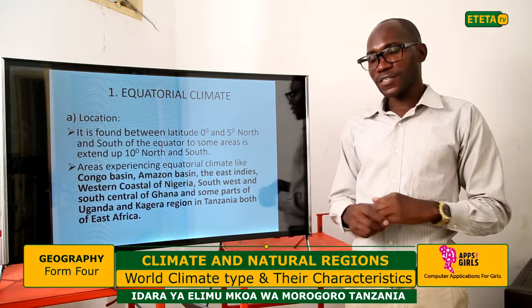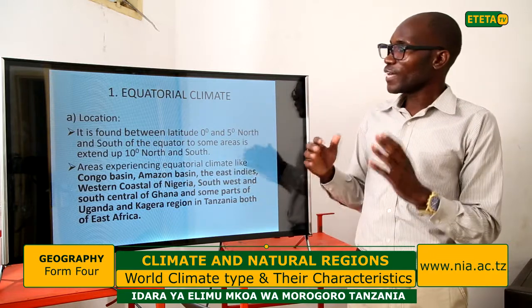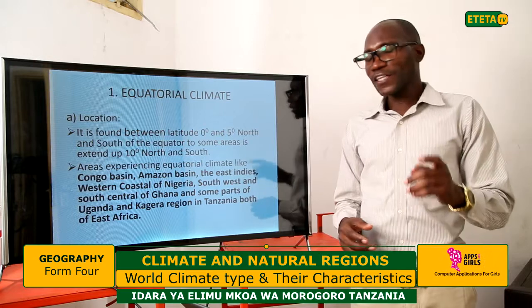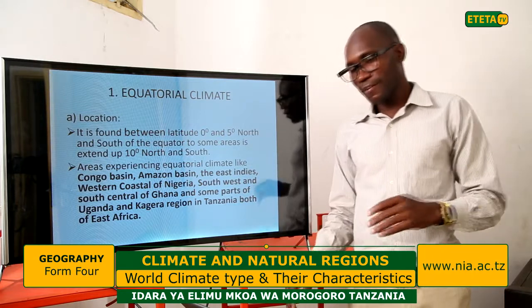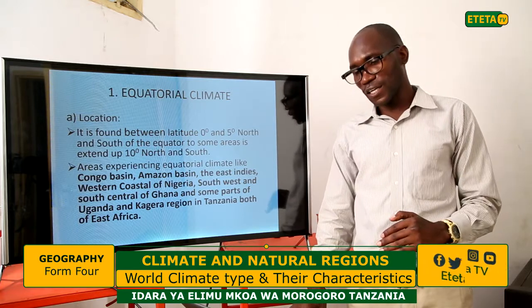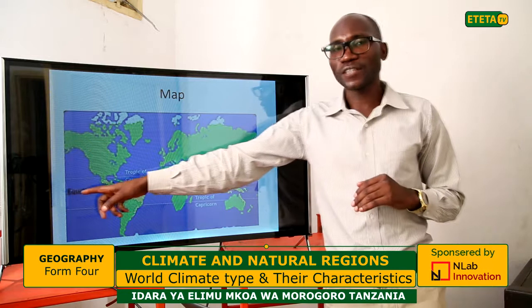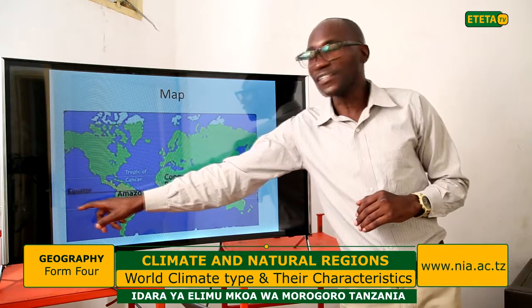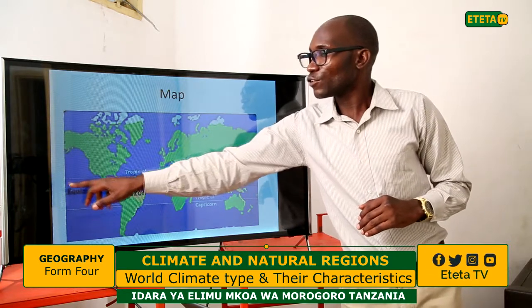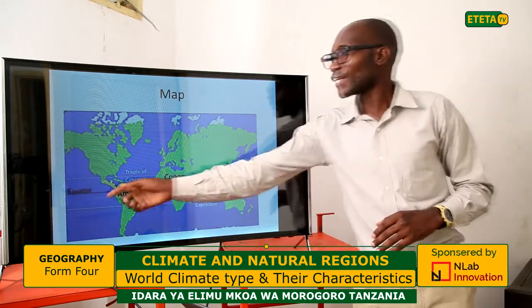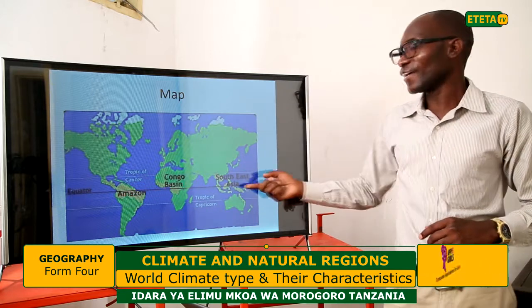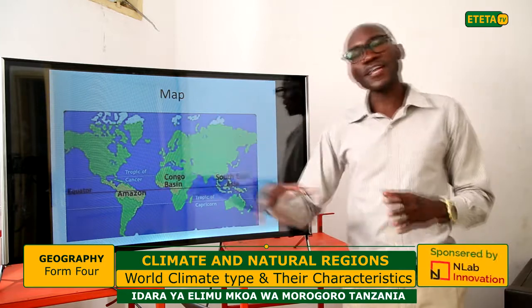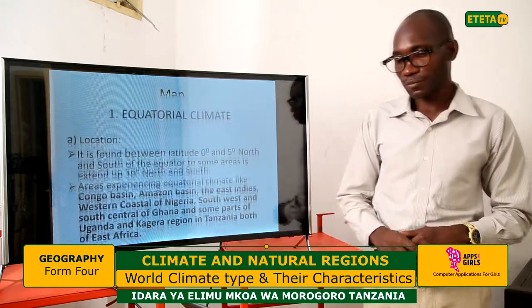Starting with number one, the equatorial climate. For the equatorial climate, we should first look at its location. It is found between 0 and 5 degrees north and south of the equator. This is our equator. The equator is 0 degrees, and then 5 degrees north and south of the equator. So this area is characterized by heavy rainfall and high temperature, and this area is known as the equatorial climate.